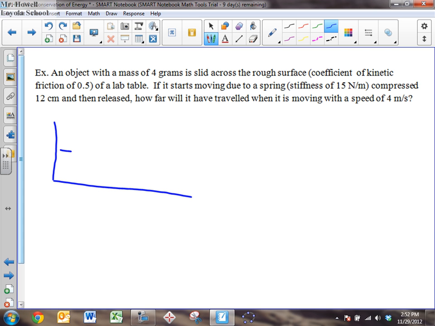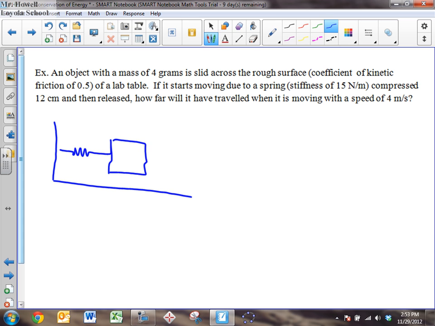So the stiffness would be X? No, stiffness is K. X is the compression, 12 centimeters. X is, remember, a distance, right? Okay. So look at your units, Gabby. See centimeters here? That right away tells you it can't be K. Okay, so we have a spring.